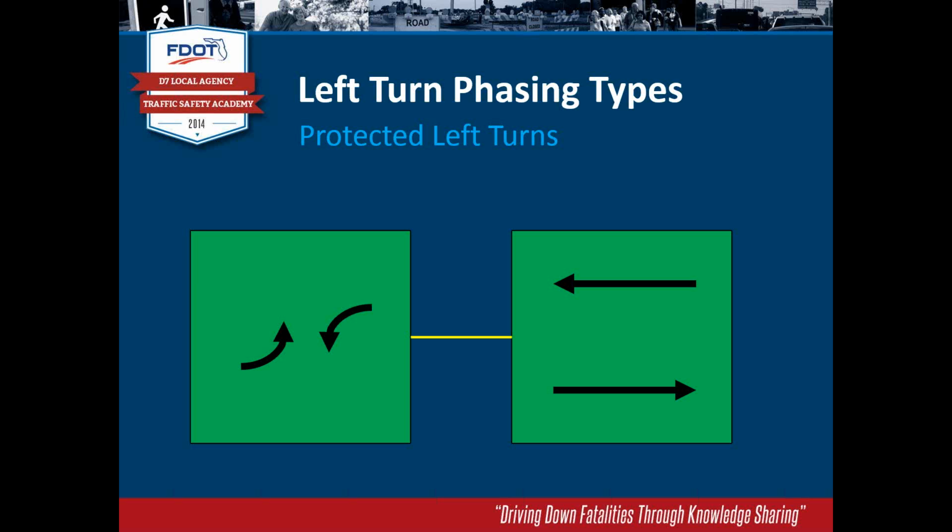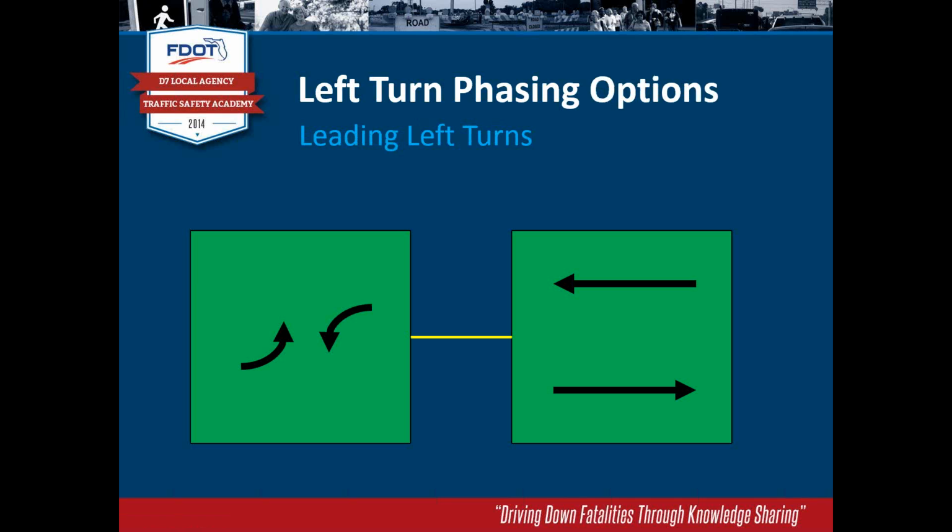All right, protected only lefts or protected left turns mean you move on the green arrow in this phase. So you're moving on the green arrow here, and you're not allowed to go here. During the second phase, you would typically see a red arrow. You would expect to see a red arrow. That's protected only or protected left turns.